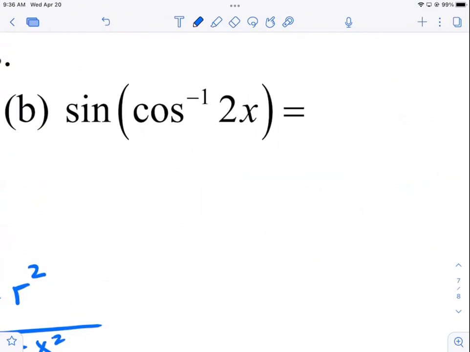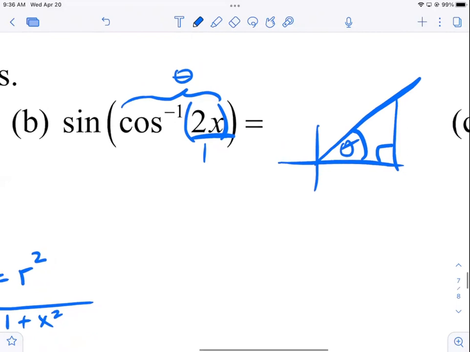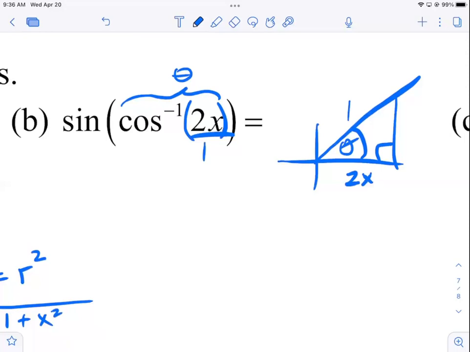Sine of inverse cosine of 2x, right? Is 2x an angle or a ratio? It's a ratio, okay? It's the cosine ratio. Let's put it over 1. Now, this is going to give us some angle theta, but we don't want theta, do we? We want the sine ratio of that theta. So let's go off to the side and draw ourselves a little triangle. There's the theta, drop a perp. Label the two sides. Cosine is x over r, or adjacent over hypotenuse. So I'm going to label the adjacent side 2x, and I'm going to label the hypotenuse 1.